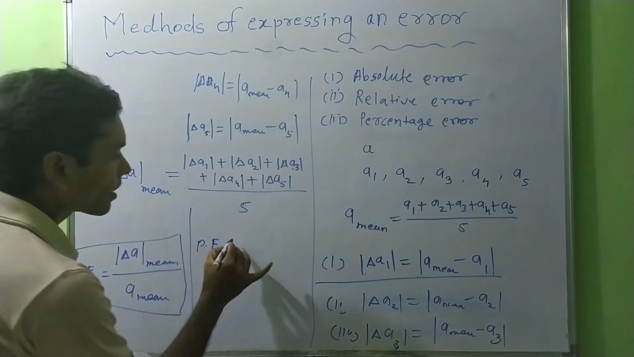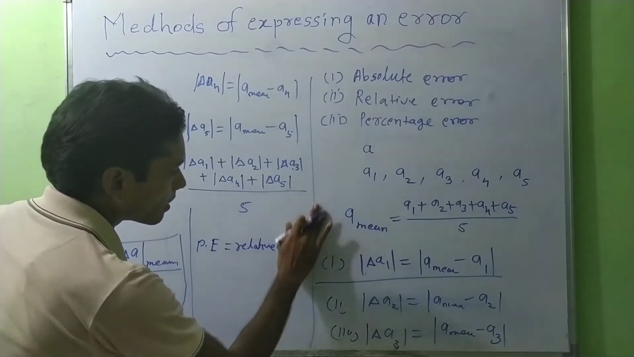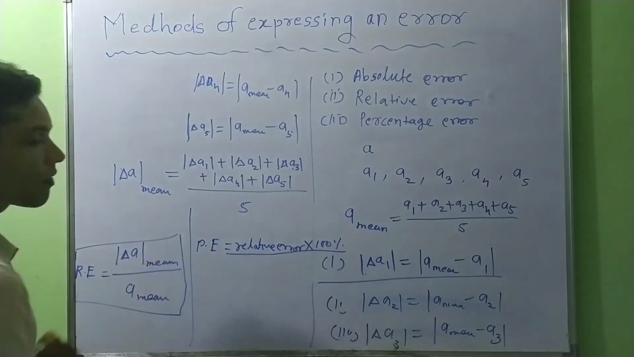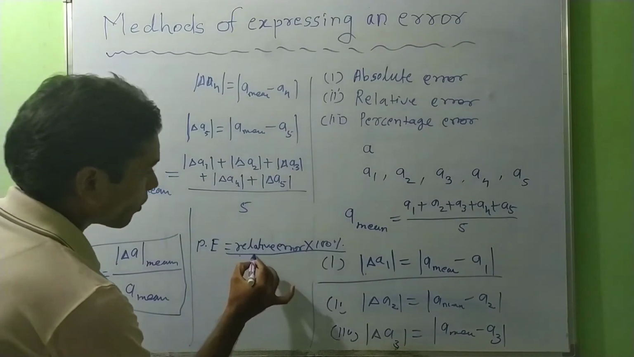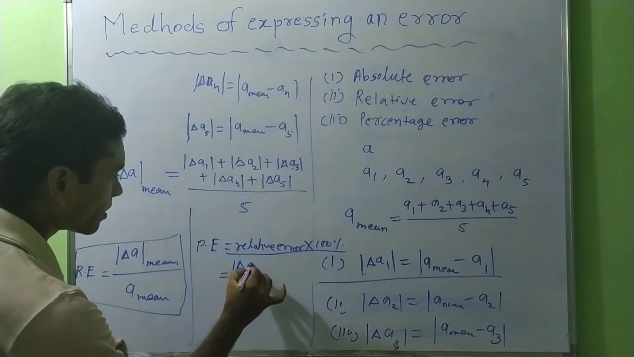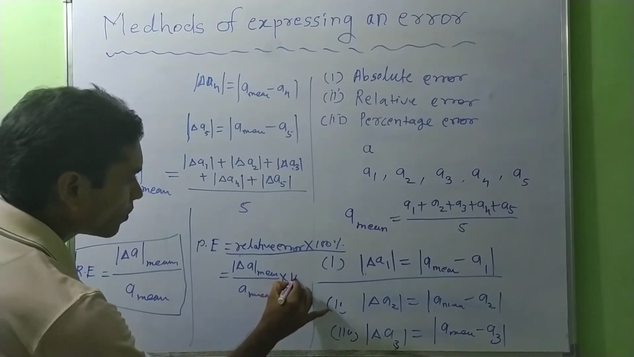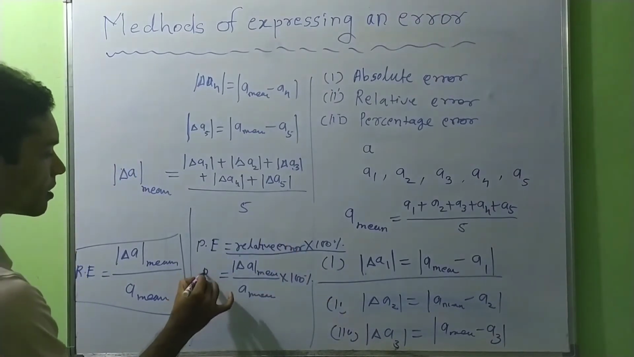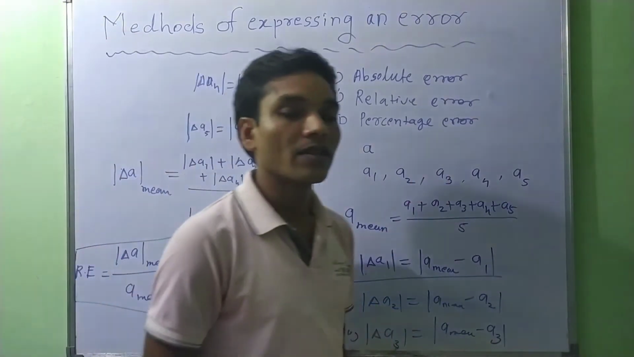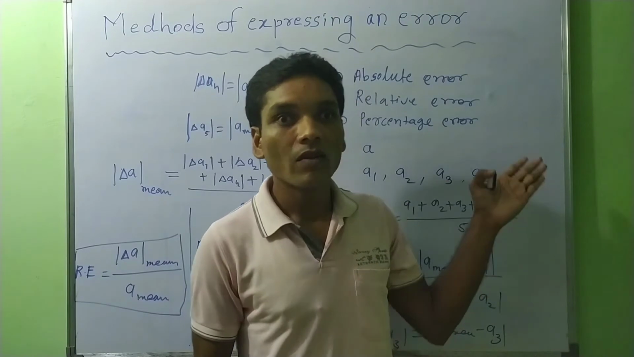Percentage error is equal to relative error into 100%. This is the formula of percentage error. So what is the formula of relative error? The formula of relative error is this. So this is the relative error, mean absolute error upon A mean, into 100%. This is the expression for the percentage error in the measurement. Okay, when we will solve the numerical problems related to error finding, which type of error?